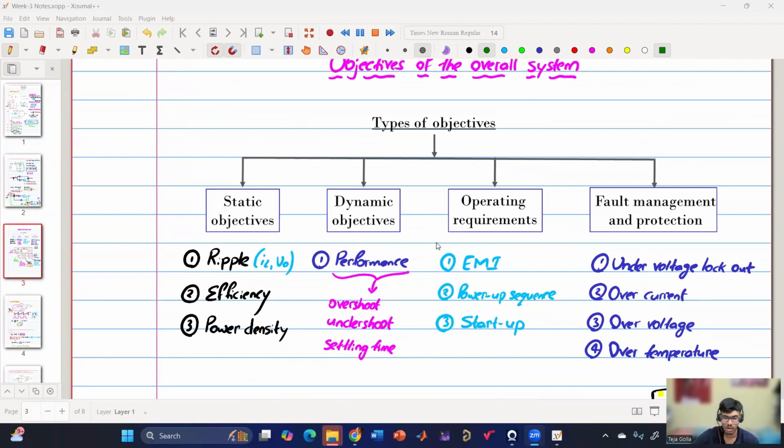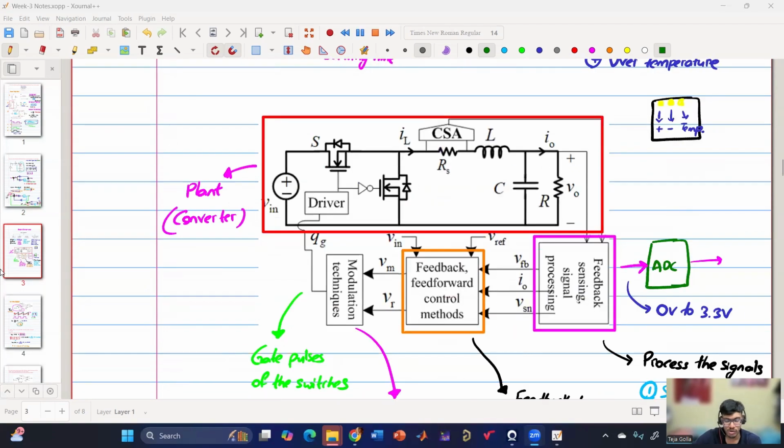And we have also correlated. Sometimes we have taken examples of mobile phone and laptop, and we have correlated so that we can get better understanding. And we have also discussed the overall system and what the blocks are, like plant, sensing circuitry, feedback, feed forward controls, as well as modulation techniques. So irrespective of the control technique, these blocks are there. Only the architecture inside the block might change, but the blocks will be there in the overall control systems.